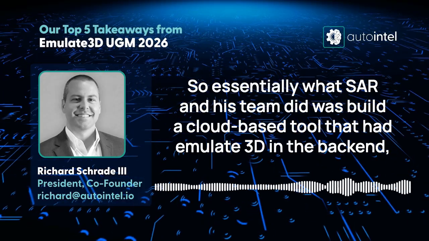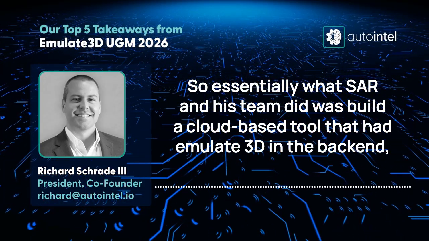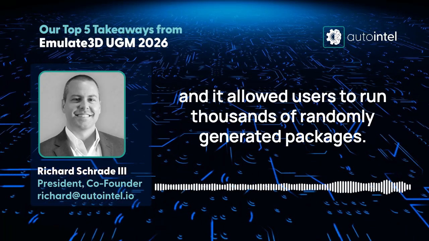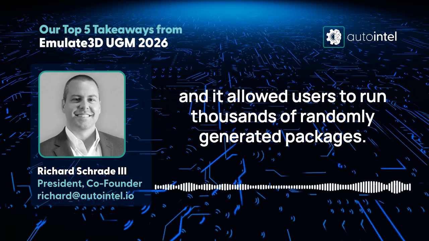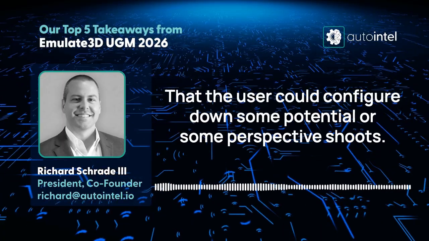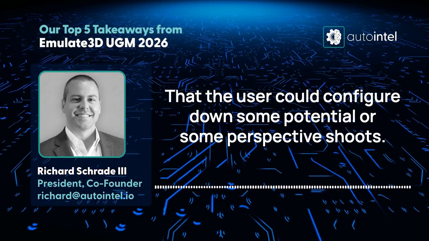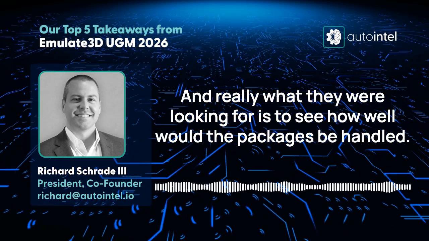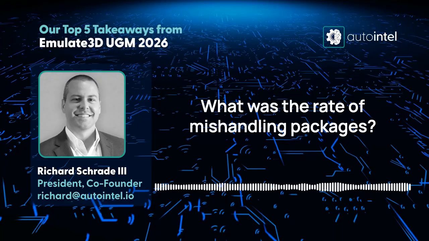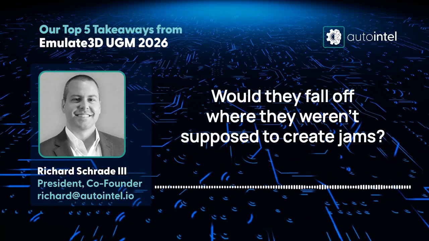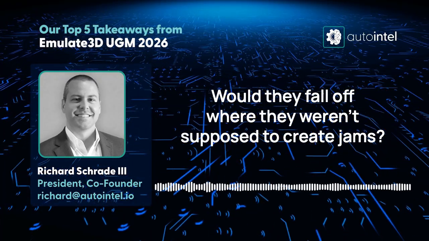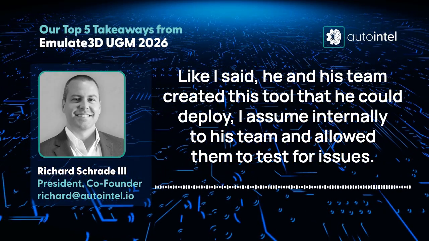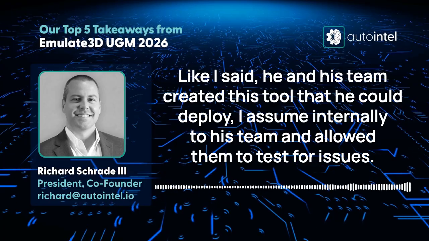So essentially what Saurabh and his team did was build a cloud-based tool that had Emulate3D in the back end, and it allowed users to run thousands of randomly generated packages that the user could configure down some prospective chutes. And really what they were looking for is to see how well the packages would be handled, what was the rate of mishandling packages, would they fall off where they weren't supposed to, create jams. Like I said, he and his team created this tool that he could deploy, I assume, internally to his team and allowed them to test for issues.